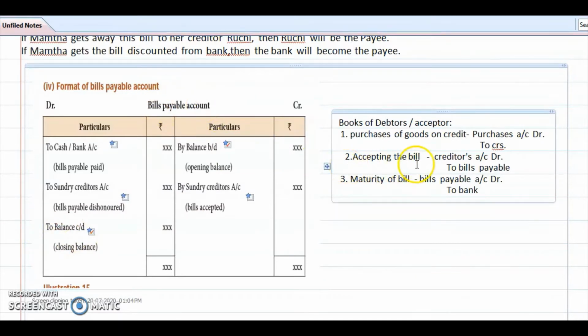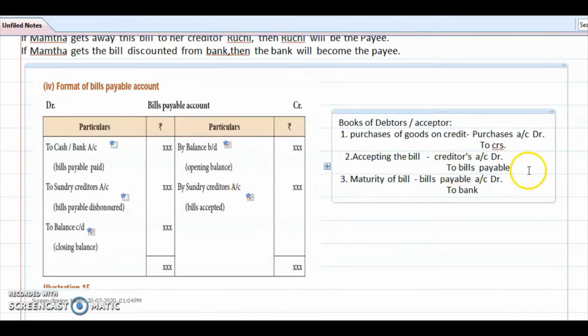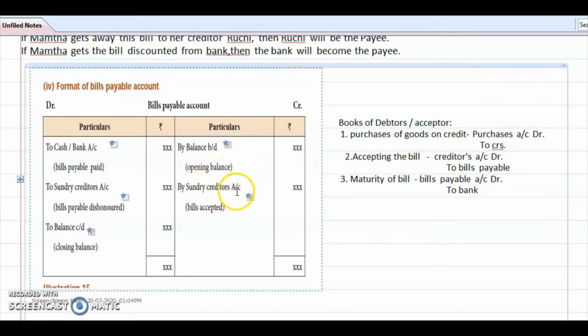Next thing, accepting the bill. The creditor is accepting our bill. What entry will you make? Creditors account debtor to bills payable. Bills payable account is one account, and the other account is creditors account. Creditors account is in the debit. So if we accepted the bills, we have to write it on the credit side of the bills payable account. The creditors account is on the debit side, so that will be posted in the ledger by creditors account on the credit side of the bills payable account.